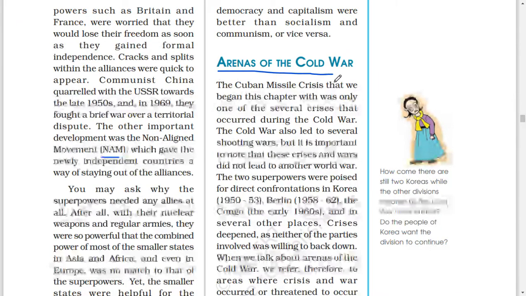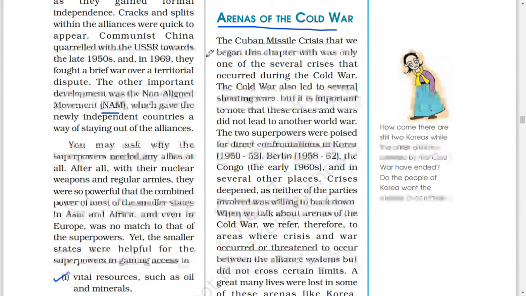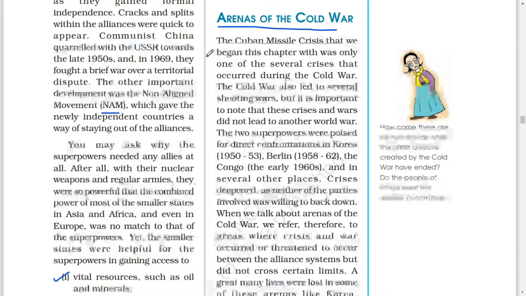Arenas of the Cold War. The Cuban Missile Crisis that we began this chapter with was only one of the several crises that occurred during the Cold War. The Cold War also led to several shooting wars, but it is important to note that these crises and wars did not lead to another world war. The two superpowers were poised for direct confrontations in Korea 1950 to 53, Berlin 1958 to 62, the Congo in the early 1960s, and in several other places.